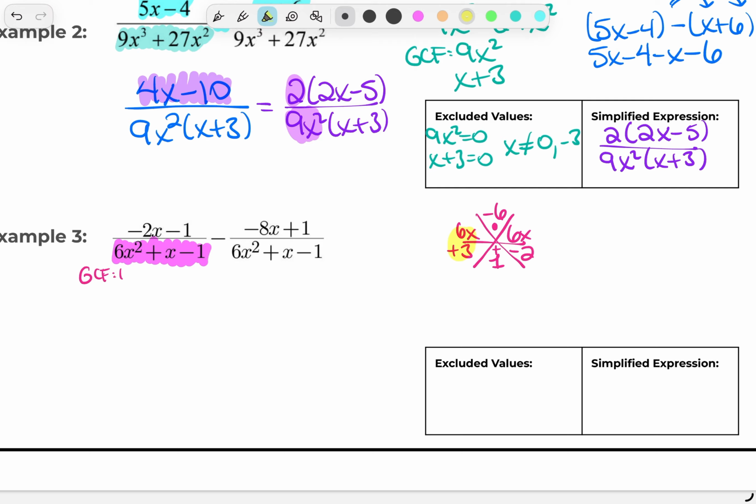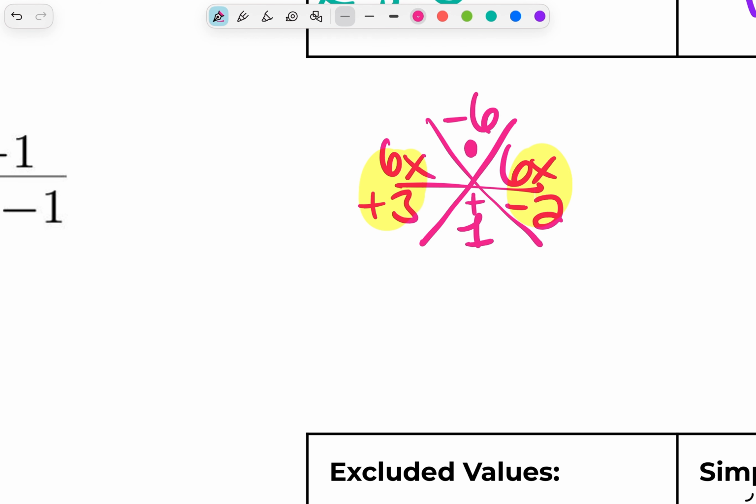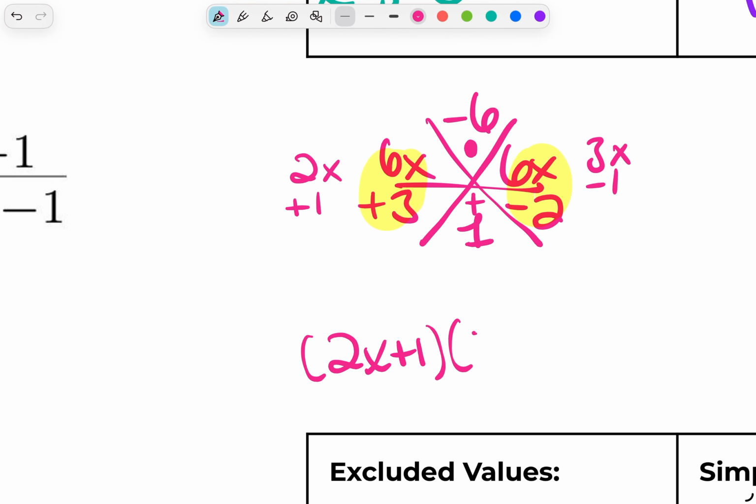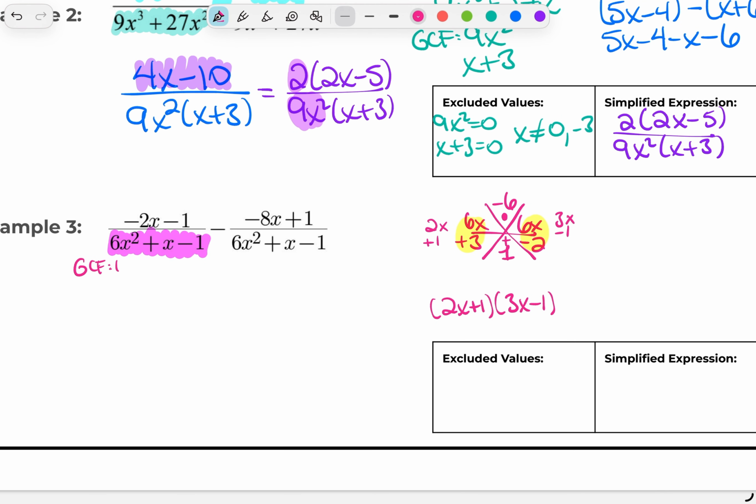And then, of course, we would reduce our fractions. Both of these can be reduced. My first one, I can divide both of those by 3, and I would get a 2x and a 1. So that would be my first factor. And then I can divide the second one by 2, and I would get a 3x minus 1 for my second factor. And then I would take each of those, set them equal to 0. And when I solve for x, I would have two excluded values, -1 over 2 and 1 over 3.